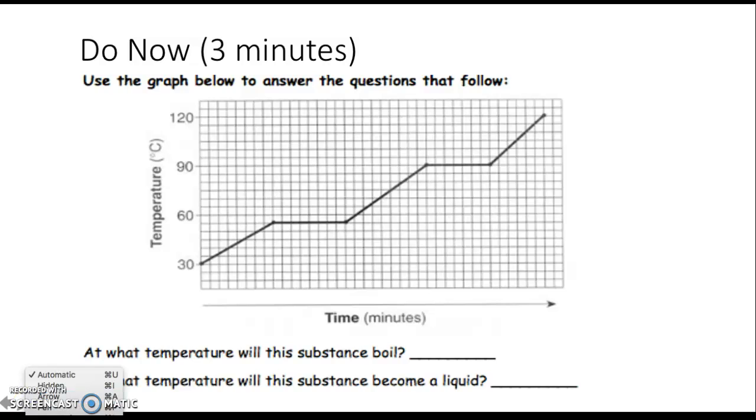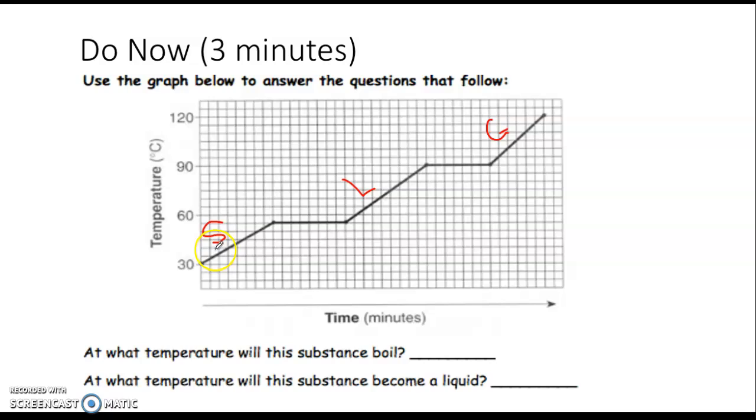So at this point, I assume you've paused me and you've come back. So let's go ahead and do this do now together. Like I said, the moment you see a heating curve, I want you to go ahead and label it. So when I label it, I know that all my slants in a heating curve, anywhere I see an increase represents a state of matter. And states of matter always begin with solid. So this would be solid, this would be liquid, and then this would be gas.